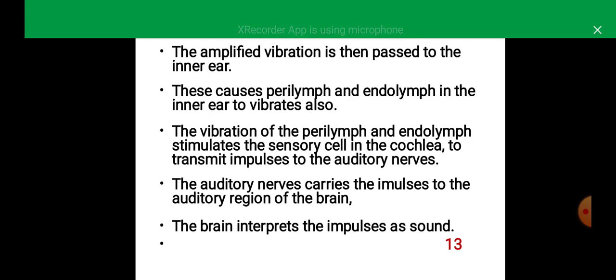In the inner ear, there are two fluids, the perilymph and the endolymph. The vibration causes the fluid to vibrate too. The vibration of the fluid in the inner ear stimulates the sensory cells in the cochlea, which will now carry the message and relay it to the brain in the form of electrical impulses. Then the brain will now interpret the sound as meaningful sound. It makes meaning to the listener of the sound.